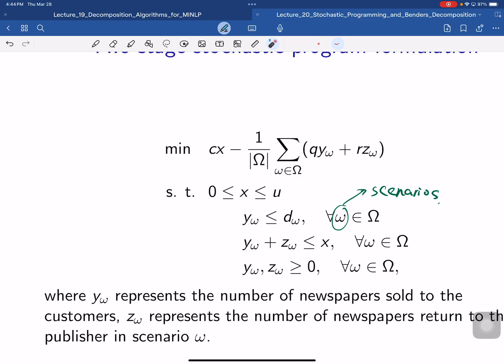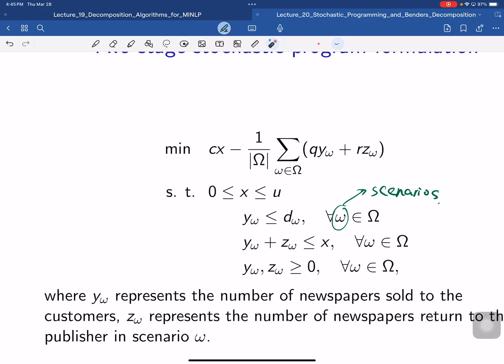And of course, y omega plus z omega cannot be greater than the availability of newspapers you buy from the publisher. So that's why we have these constraints, and then those numbers are greater than or equal to 0. For the sake of argument, we don't enforce integer constraints. Actually, y omega and z omega should be integer values, but let's just relax them to be continuous variables. So do the constraints make sense here?